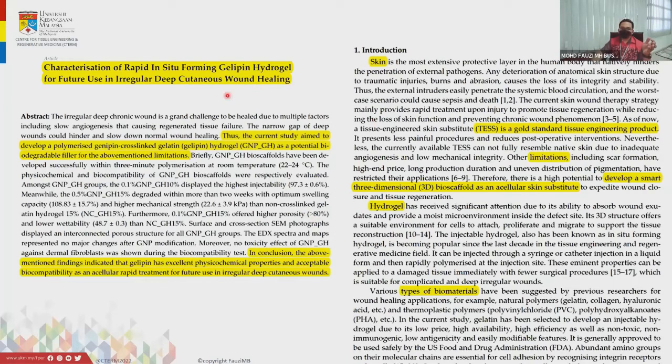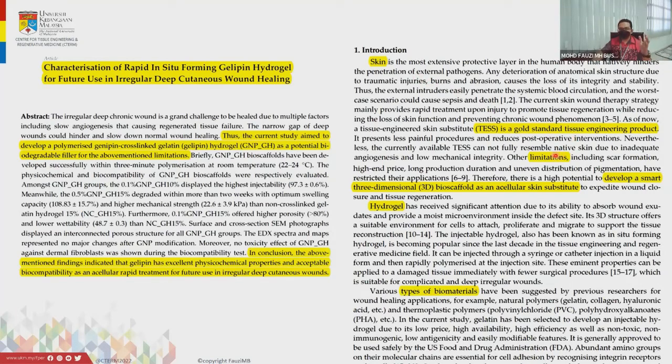For the introduction, because you deal with cutaneous wounding, you need to give some information to the readers. What exactly happened? What is your targeted tissue? What is your prevalence data? But in this paper, I'm not really focused on the prevalence data. I just put the gold standard treatment that has already been used in clinical practice. So I put skin and I put a gold standard tissue product.